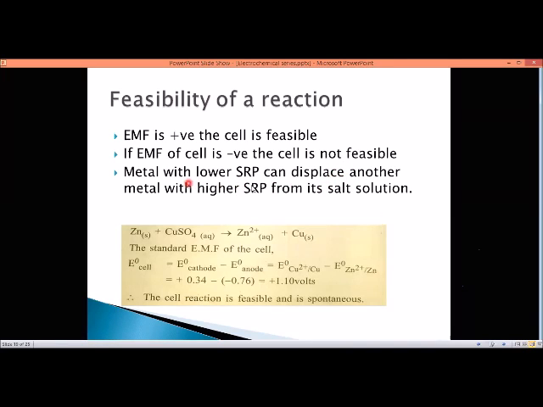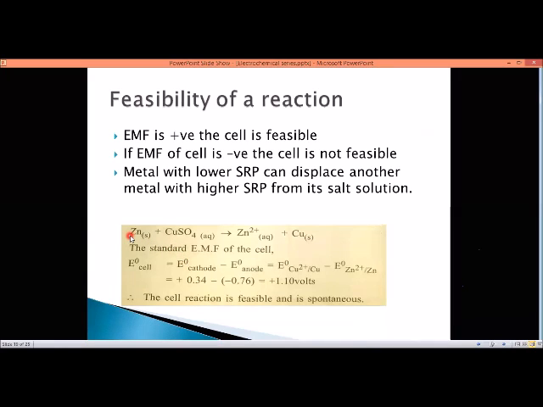So the metal with lower SRP, SRP again is what? Standard reduction potential, can displace another metal with a higher SRP value. So always remember in your electrochemical series, the top one was what? Negative. The bottom one was positive. So the top one can always displace the one which is at the lower level. Let's take one example here. Zinc, which is a solid, is dipped in a copper sulfate solution. Now I don't have zinc in zinc sulfate, I have zinc in copper sulfate solution. So zinc is lying above, and copper is lying below.